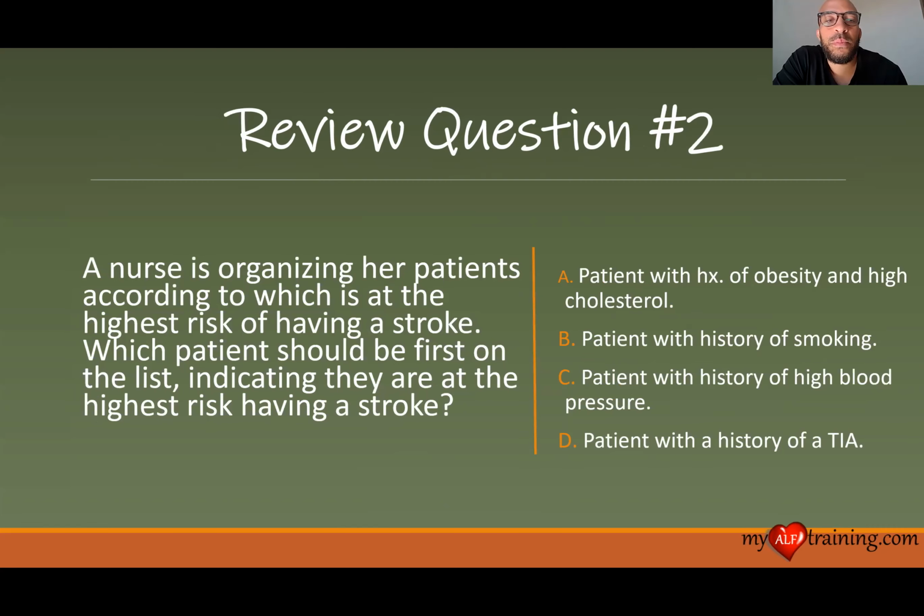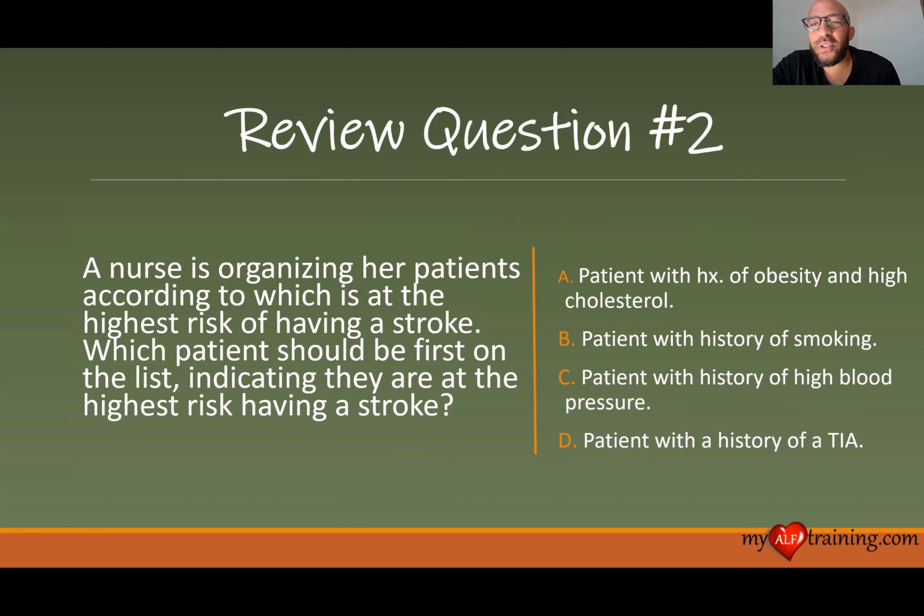So, moving right along, question number 2. A nurse is organizing her patients according to which is at the highest risk of having a stroke. Which patient should be on the list? Which patient should be first on the list, indicating they are at the highest risk of having a stroke? This is a tough question here.